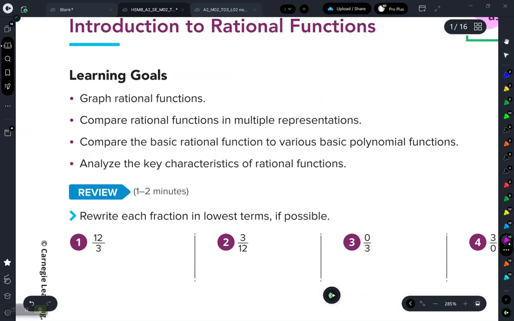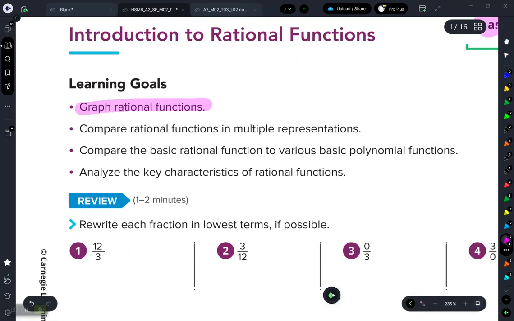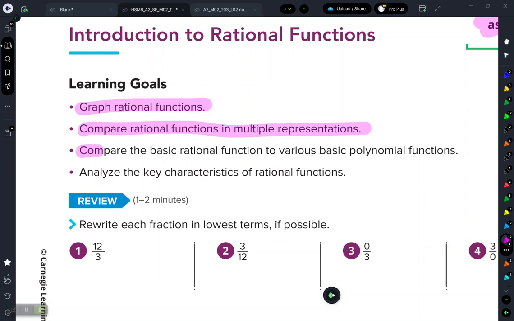Our learning goals are to graph some basic rational functions. We are going to compare rational functions in multiple representations. We're going to compare the basic rational functions to various basic polynomial functions. And we're going to analyze the key characteristics of these rational functions.